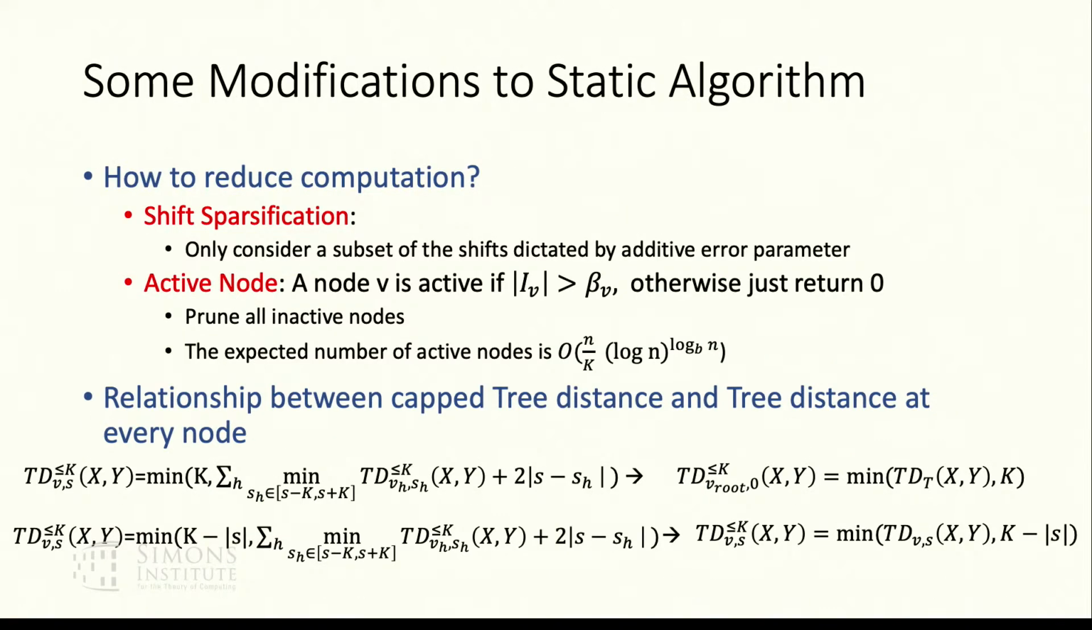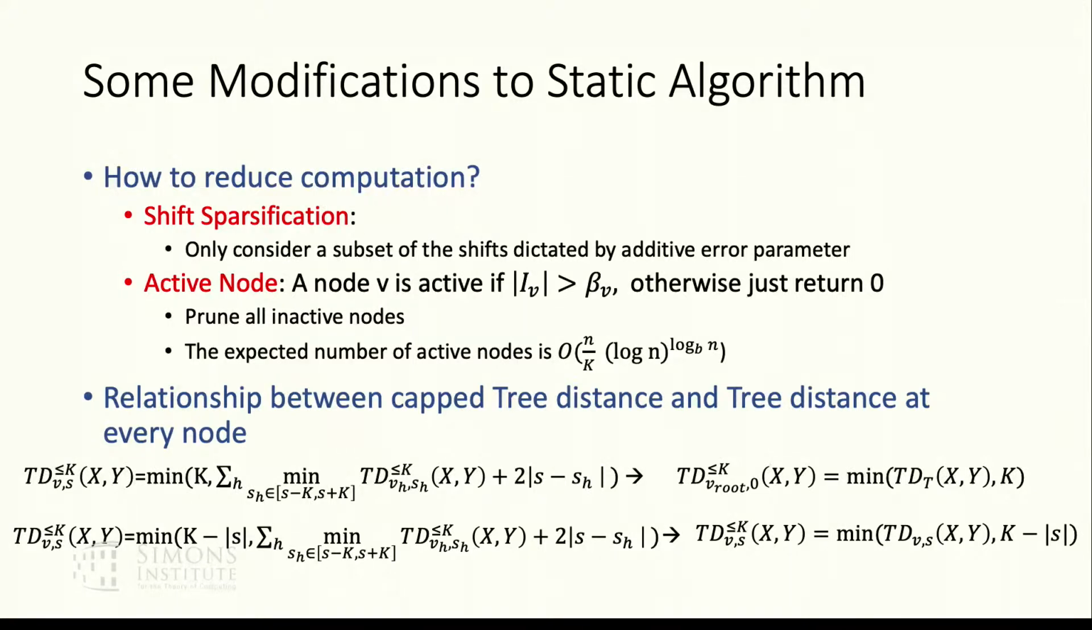So the very first step to modify the static algorithm: we were trying to make the static algorithm pretty efficient. We did that using shift sparsification. So we need to use another concept of active node. Okay. So what is an active node? So we call a node active. Each v, remember, represents an interval. And you have a precision, which is telling you what additive factor is allowed at that node.